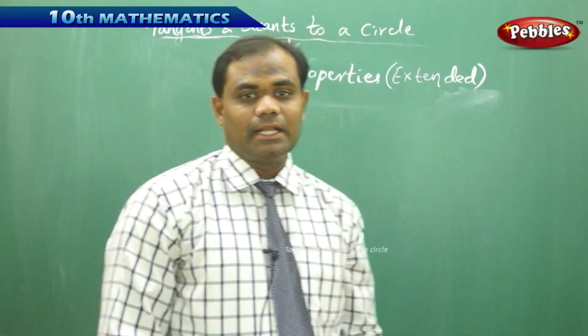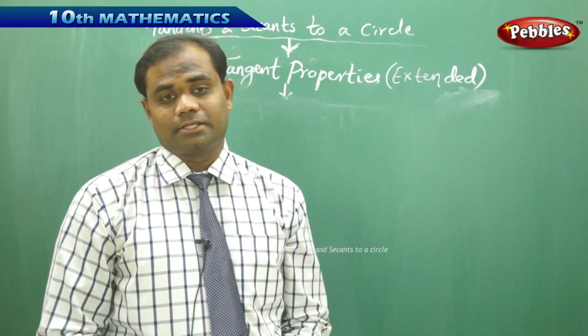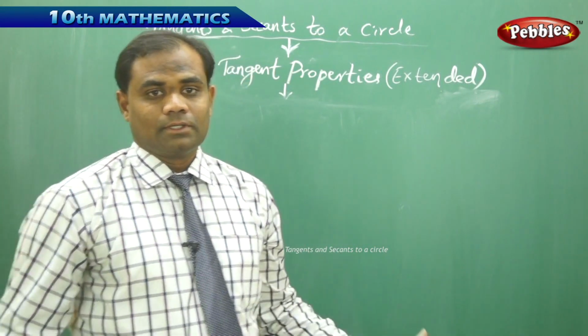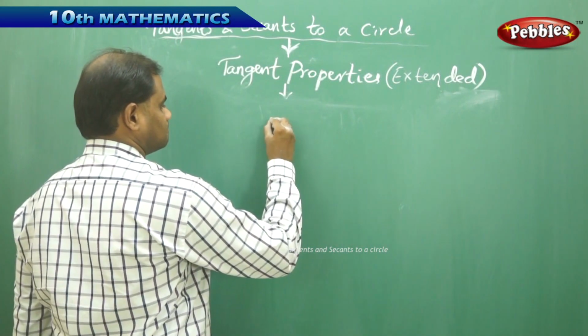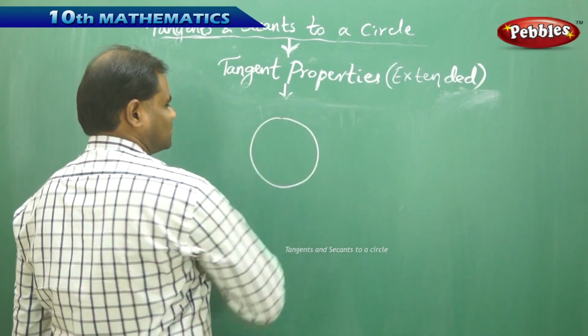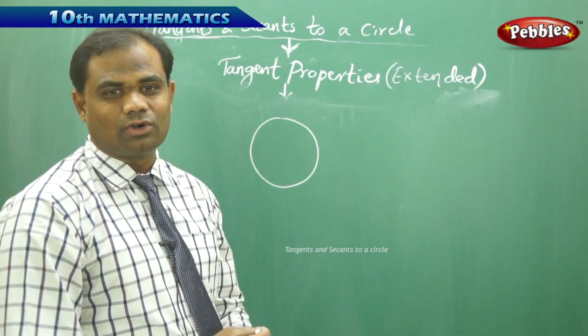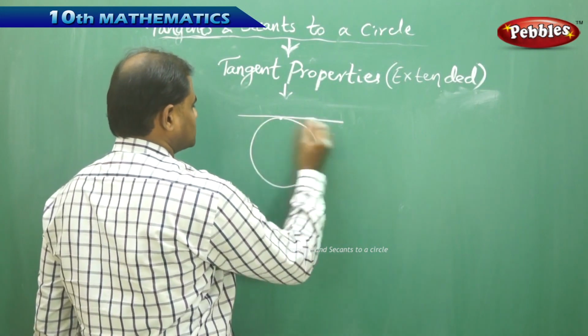Now let's see the last property in connecting the tangents to the circle, the extended property out here. So let's take a circle in which I want to draw tangents for each of the points of contact.